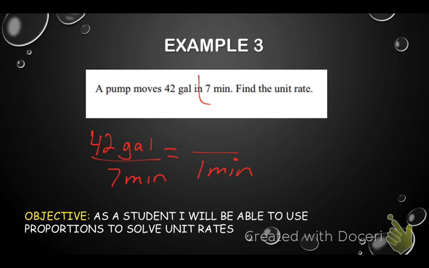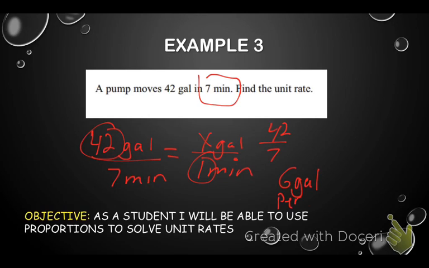But generally it's the second thing. Not all the time, but generally it's the second thing. So we're going to solve for 1 minute, and we want to know how many gallons. So we set that up. We're going to cross multiply. 42 times 1 is 42, divided by 7, which gives us 6 gallons per minute. So that pump works at 6 gallons per minute.